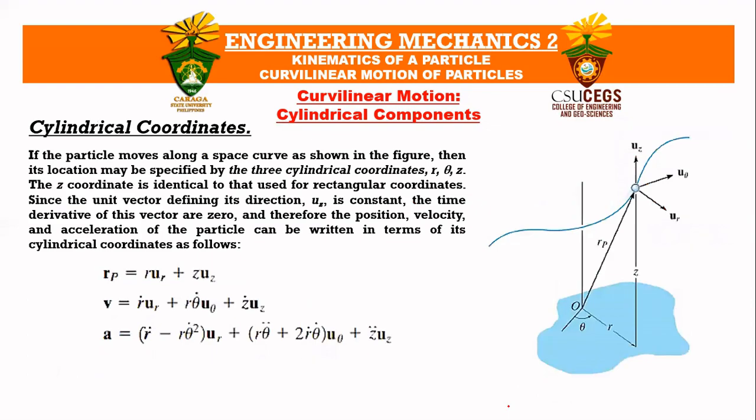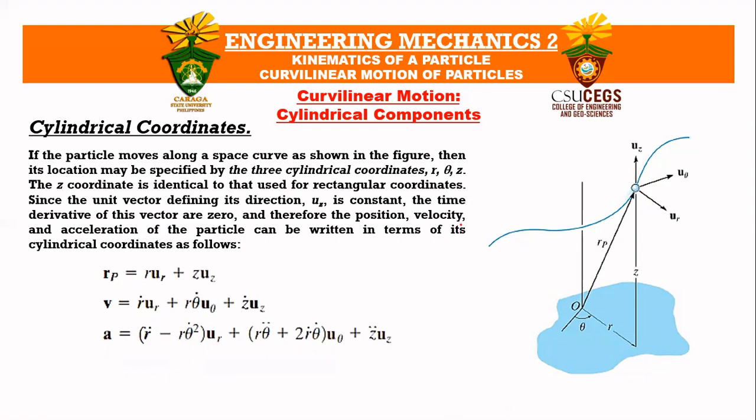So speaking of cylindrical components, the equations that I've discussed earlier on the previous slides are for two-dimensional. If we encounter problems for three-dimensionals, we actually use cylindrical coordinates. So if the particle moves along a space curve, as shown in the figure here at the right side, then its location may be specified by the three cylindrical coordinates r, theta, and z.